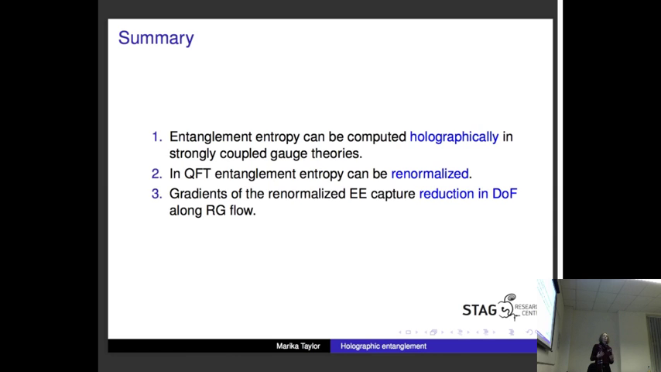Now we give you a definition so you can renormalize the entanglement entropy. And you can also, I should say, get some intuition about what this means in terms of the number of degrees of freedom needed to purify the system. We can go back to those concepts. Gradients of the renormalized entanglement entropy seem to be the best option to capture the reduction in degrees of freedom along the RG flow. Just the partition function doesn't seem to quite get the right picture.